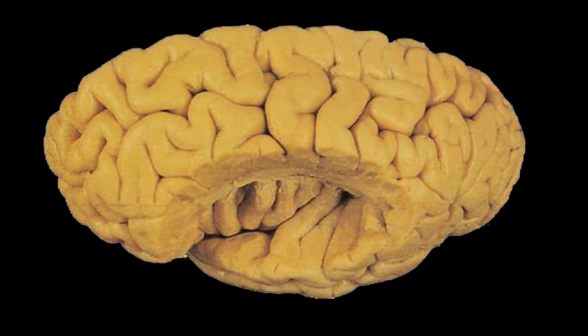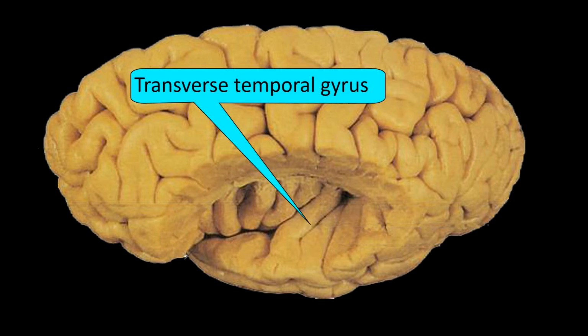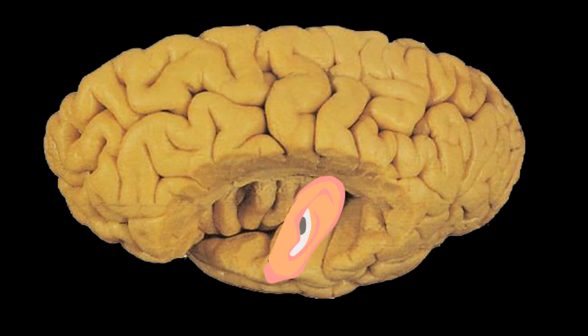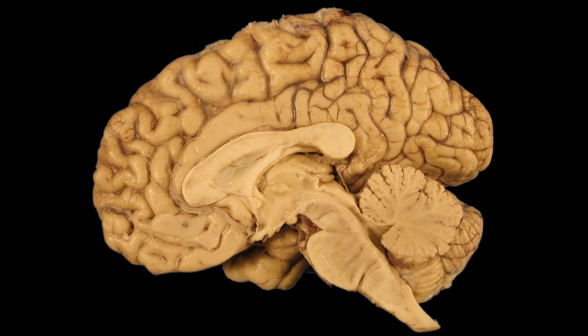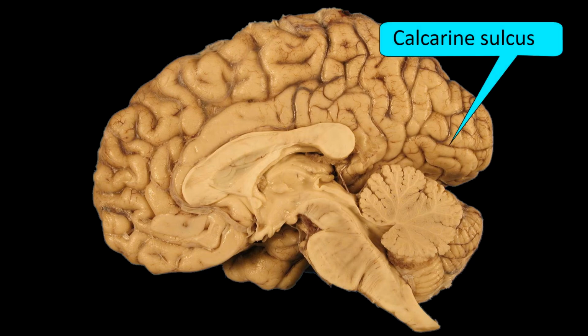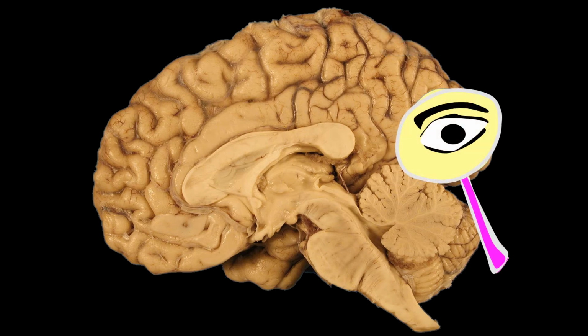Here, in the from above look, we have removed part of the parietal and frontal lobes, so you can see the transverse temporal gyrus. This is the area for hearing. Hearing is arranged with high tones medially and low tones more laterally. This is a mesial view of the brain. Here I have indicated the calcarine sulcus. It is the area for vision.